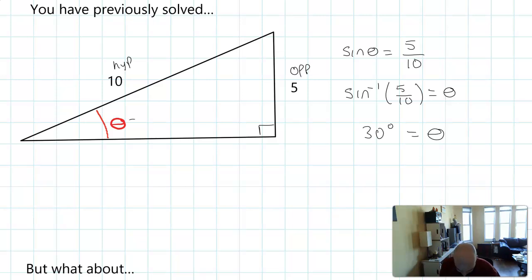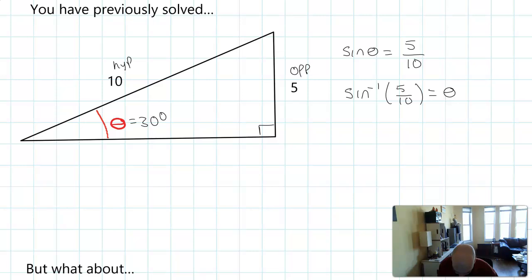Now that should hopefully be no surprise to you, because what is 5/10 except 1/2? And from our unit circle studies, we know that when sine of theta is equal to 1/2, we're looking at a 30-degree angle, or in radians, a pi over 6 angle. So that's what we previously know is how to use inverse trig.